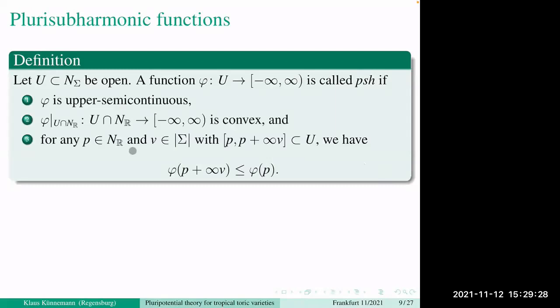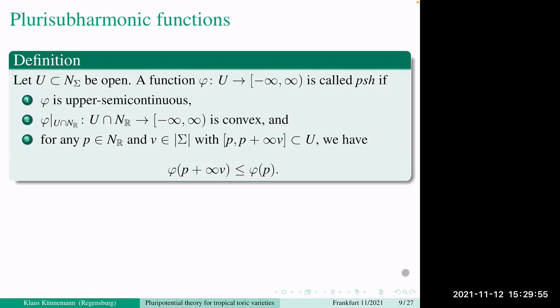And finally, if I have a point P, which is in the interior of N_Σ, so in this real vector space, which is somehow the dense orbit, and you have some direction to go to the boundary, and the line from P to the boundary is completely contained in U, then the value at the boundary is less or equal than the value of P.